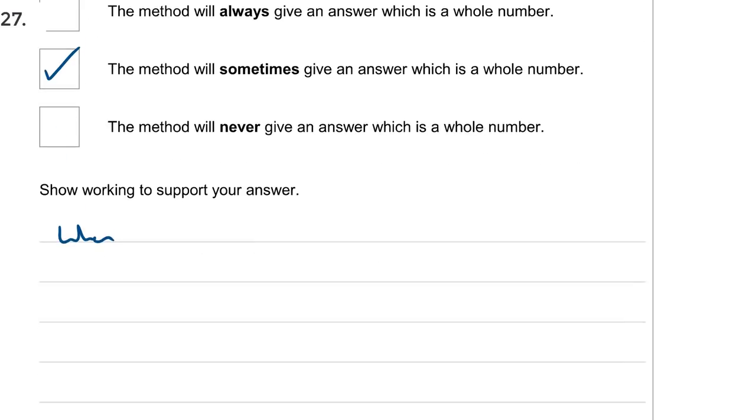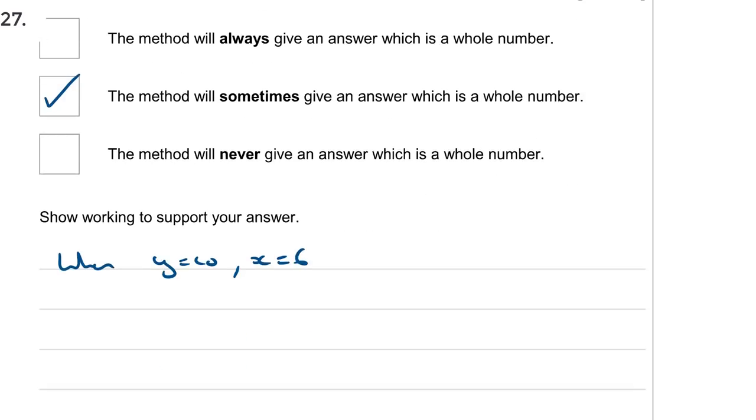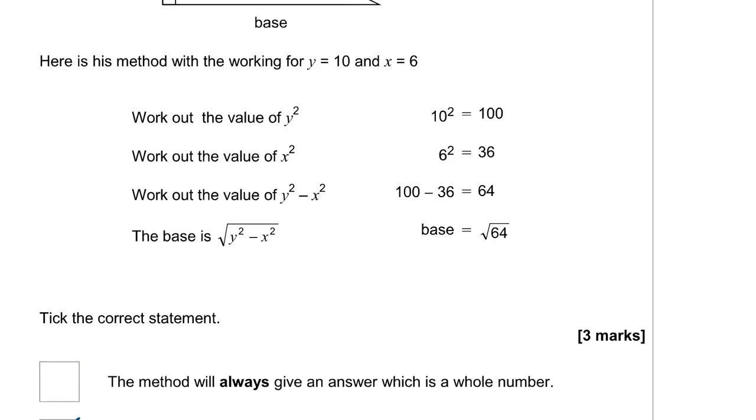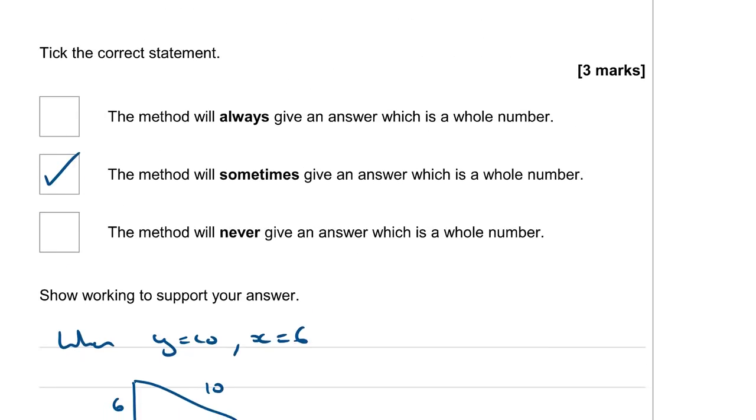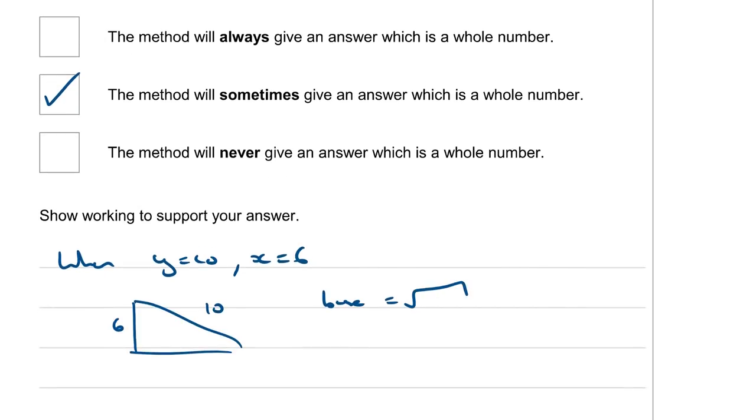So when y is 10 and x was 6, we had a triangle that looked like this, 10, 6, and so our base then was going to be root 64, which is 8.